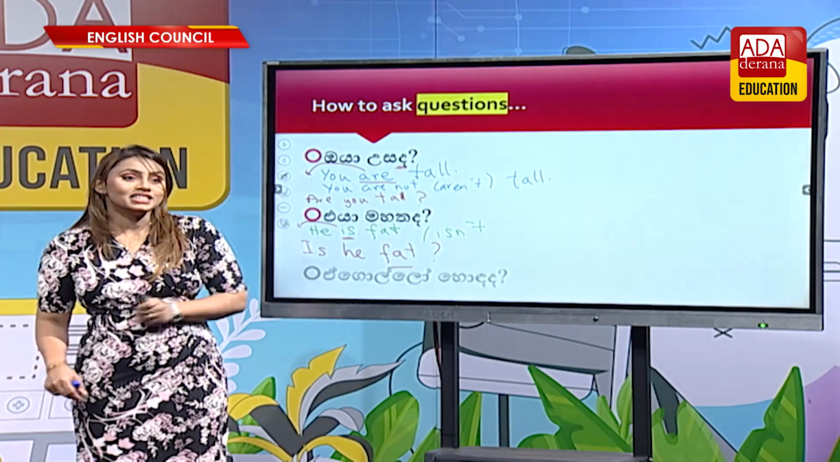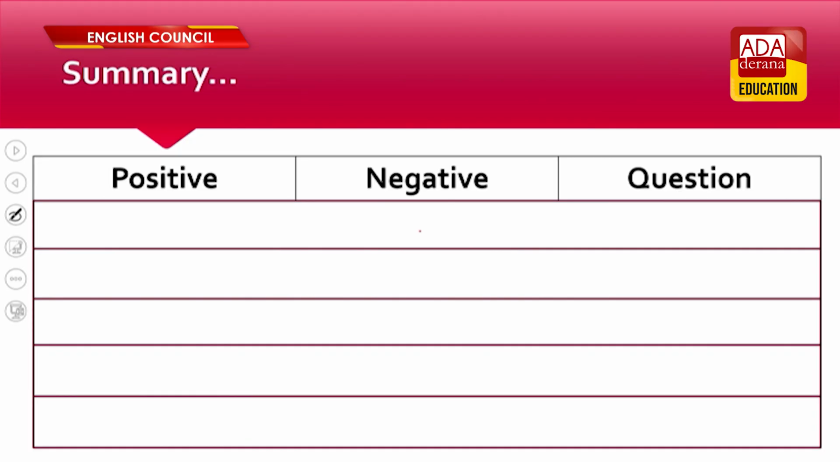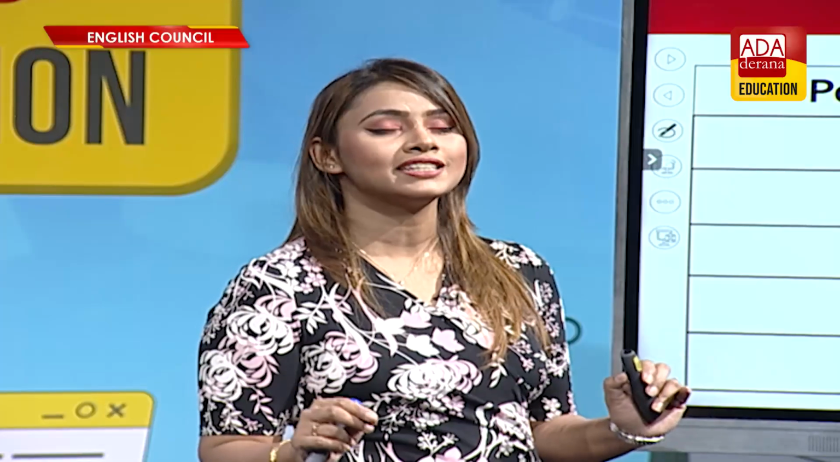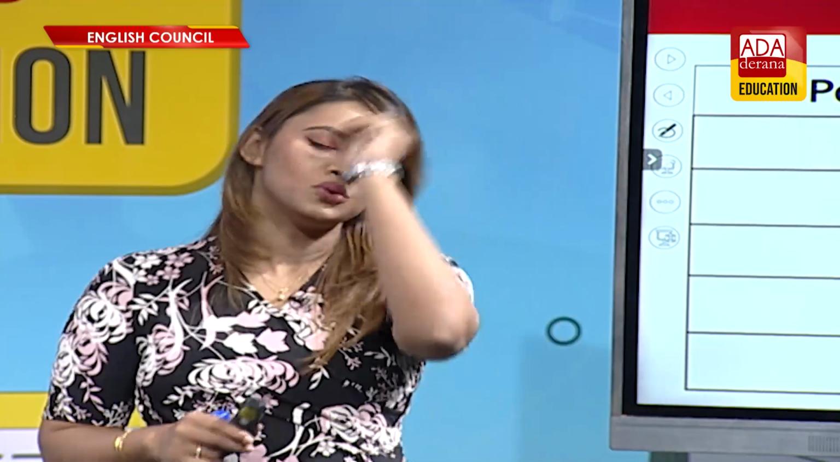Right, okay, let's move on. So we are going to now look at the summary of what we covered last week. So we were talking about the be verbs am, is, are, and we constructed the positive, negative, interrogative, that is the question form of each sentence with the usage.